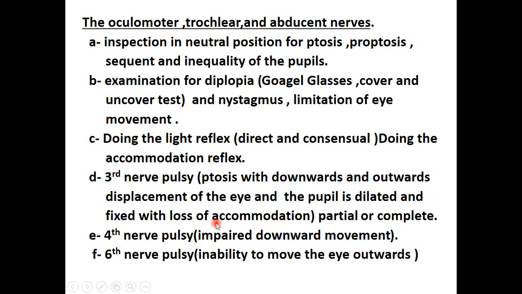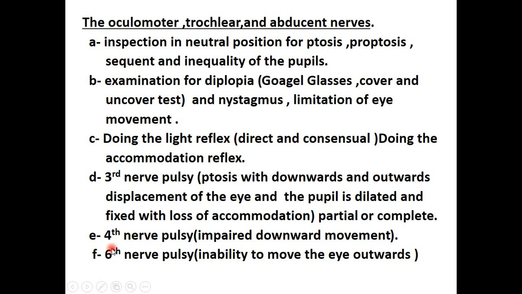The oculomotor nerve supplies the levator palpebrae superioris, the medial rectus, the superior rectus, the inferior rectus and the inferior oblique, and the pupil. So five muscles are supplied by the oculomotor nerve. In oculomotor nerve palsy, all these five muscles do not work and we have a dilated pupil.